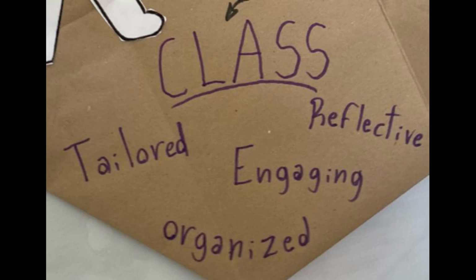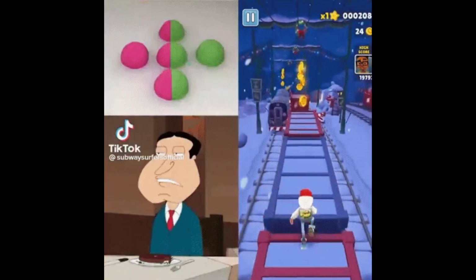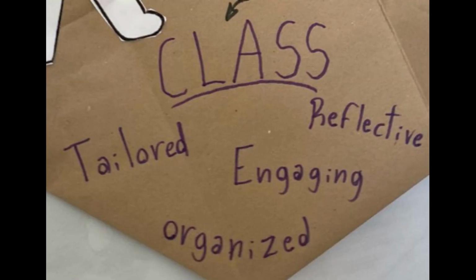A class should be tailored to the students' needs and their abilities as well. So, what are they good at? What do they need to learn? A class should also be organized. We can't start with the hardest activity, and for this, we use scaffolding. We go from the easiest to the hardest. A class should be engaging. It should catch the students' attention. So, for example, we could use, like, I don't know, some Subway Surfers gameplay or some stuff like that. Kids love that nowadays, right?